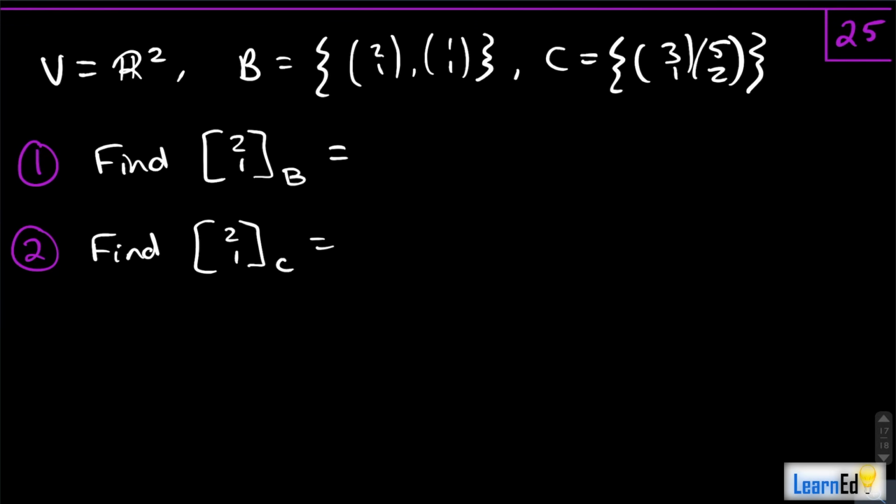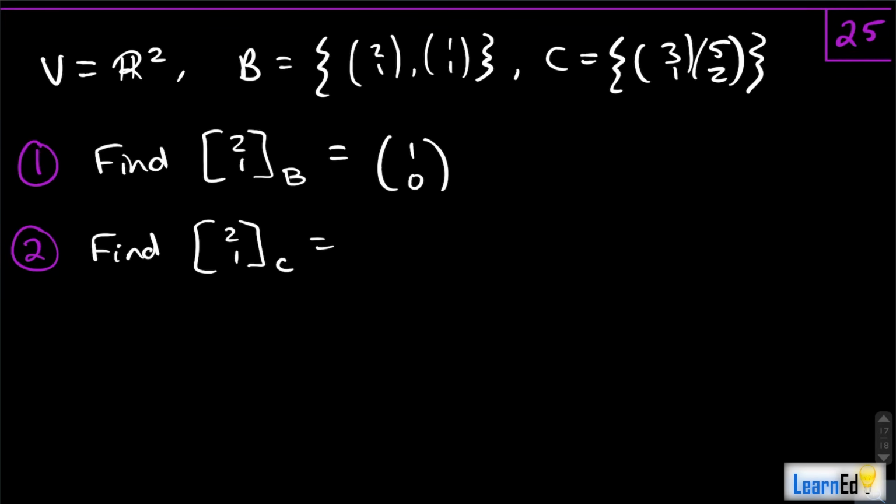Okay, so we're asked two things. We're asked to find (2, 1) relative to B and (2, 1) relative to C. To find (2, 1) relative to B, it's actually pretty easy because there's a (2, 1) right in the basis B. So you can actually just write this as, well, 1 of these and 0 of these. So you can put the 1 there and the 0 here. Okay, so it actually works out really nice.